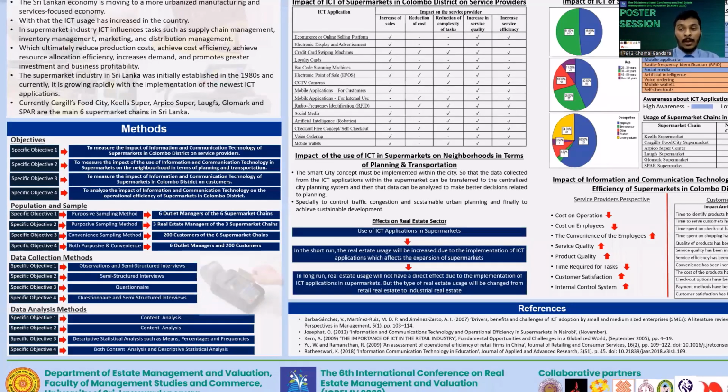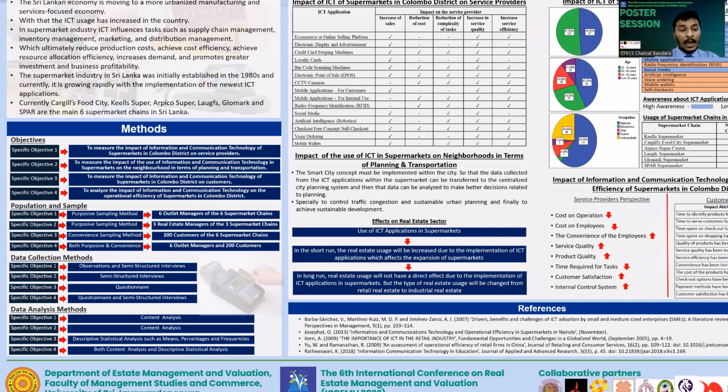In the first 3 specific objectives, I have measured the impact of information and communication technology on service providers and on customers, and finally on the neighborhood in terms of planning and transportation. And in the final specific objective, I analyzed the impact of ICT on the operational efficiency of supermarkets.